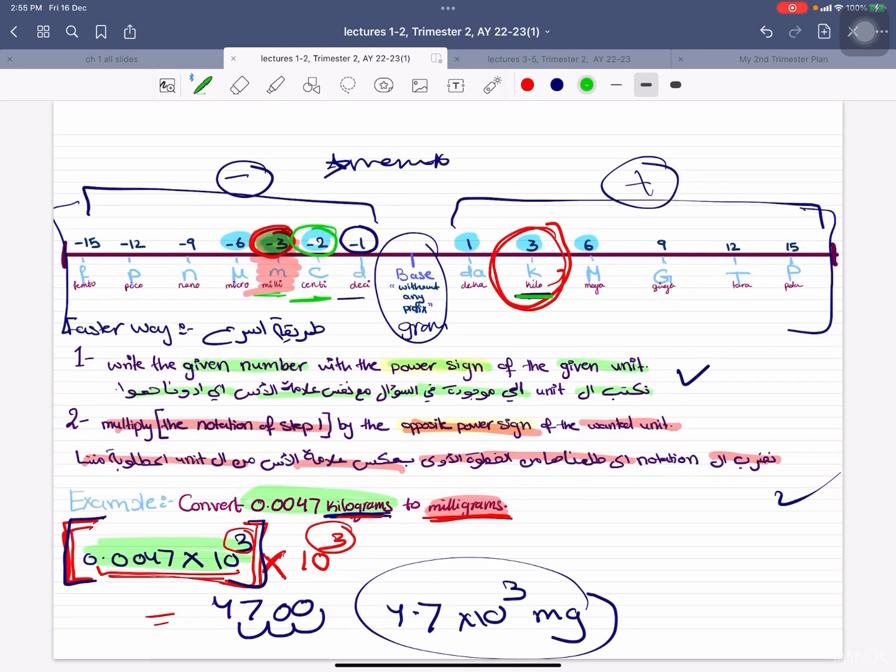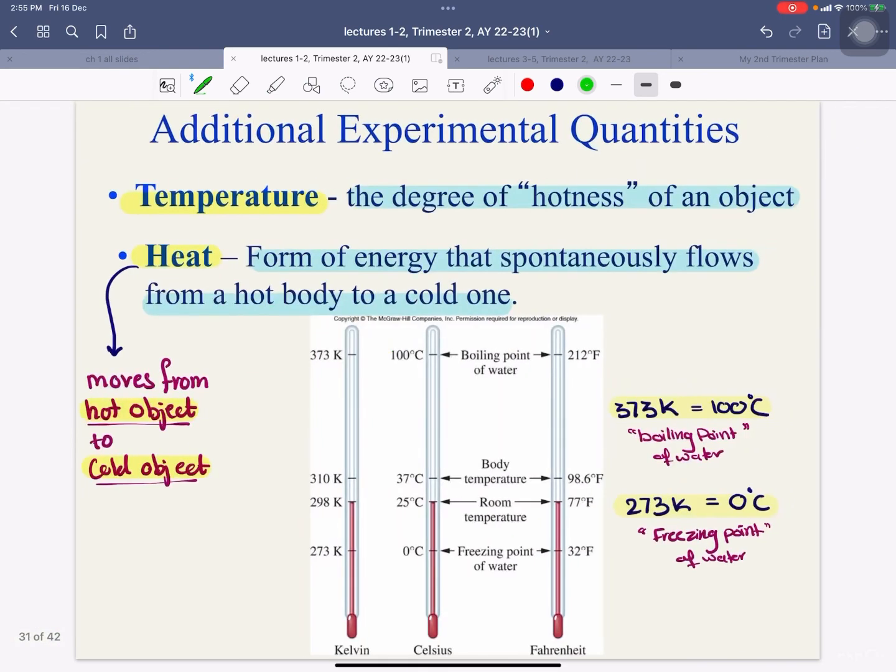You only need to know it. You need to know the given number. The power sign goes down the same way, but we take the power and put the opposite power to it, and you're going to solve correctly, God willing.